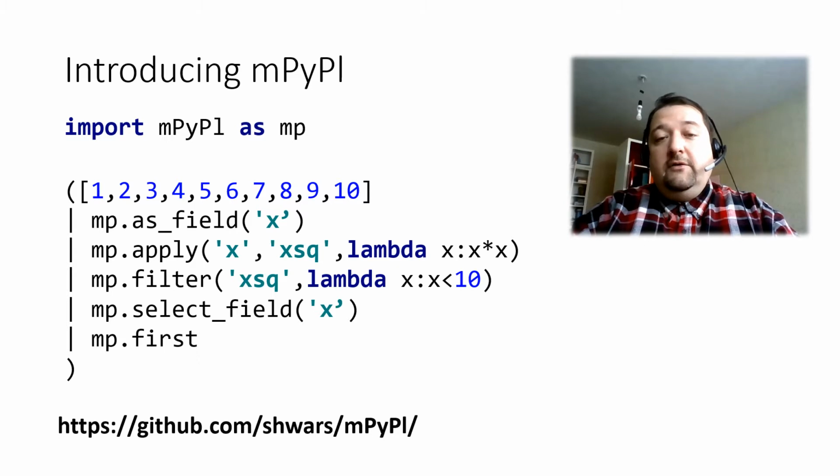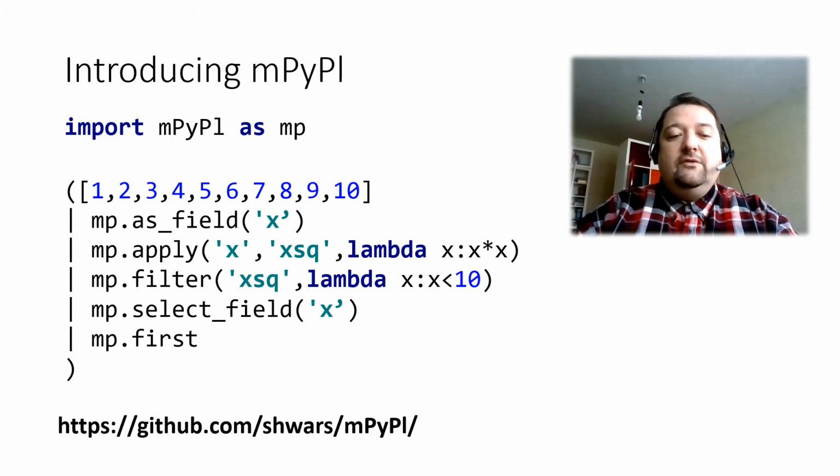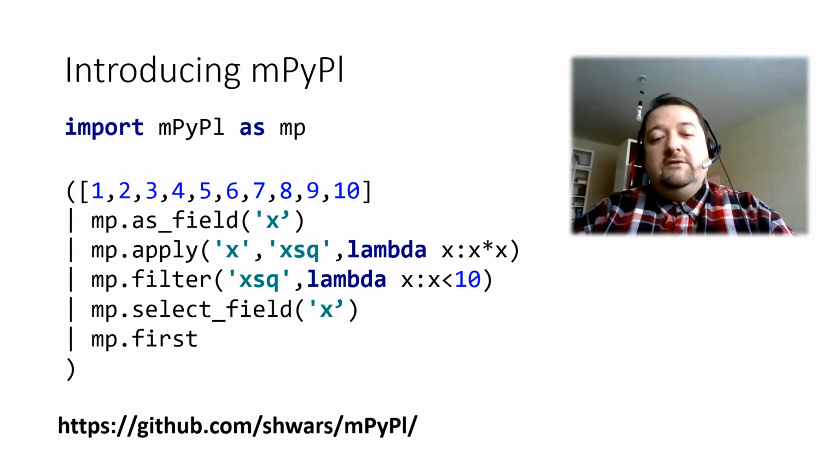And you can find the library on GitHub, at github.com/schwarz/mPyPl. There is also a wiki and documentation there.